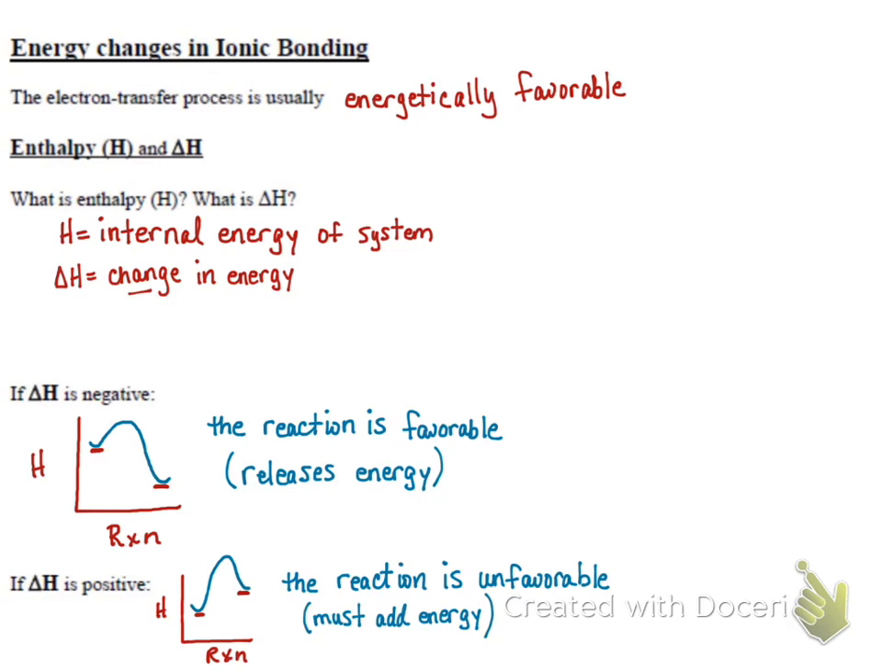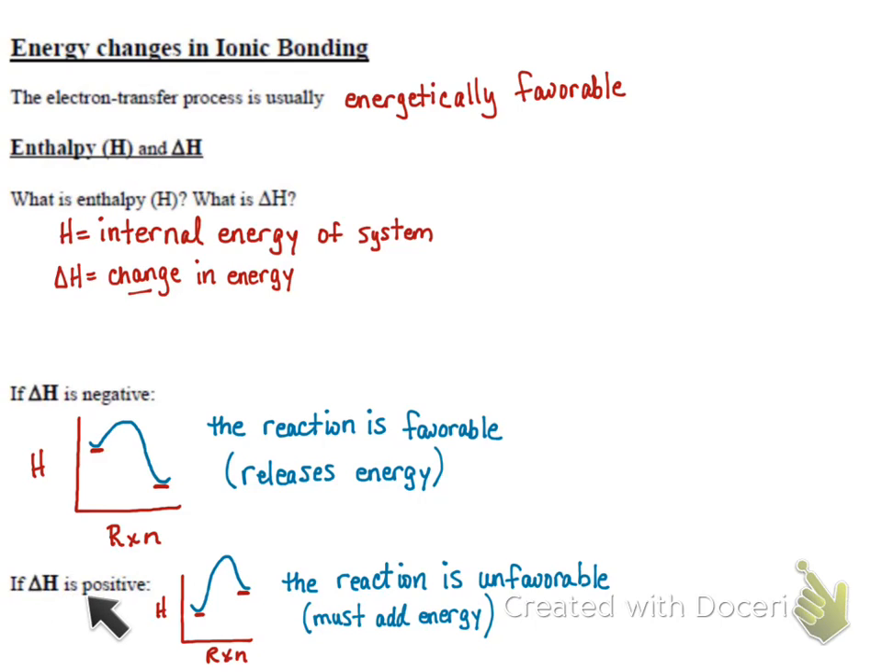If delta H is negative, what this means is that it has a negative change. It starts out up here. As the reaction goes, it's going to end up in a lower place, which means that change is negative, and this means that the reaction is favorable because it releases energy. And you can think about it like a ball that's rolling downhill. It's going to happen without us adding energy to it. It's going to have leftover energy. It's going to be favorable, and we call this a negative delta H.